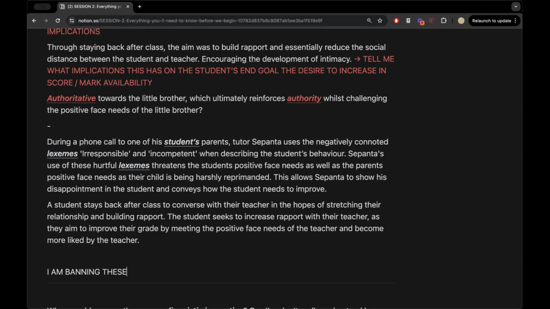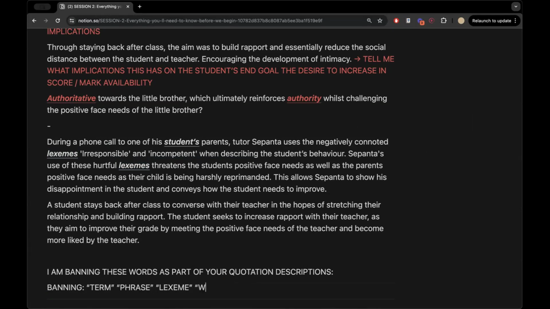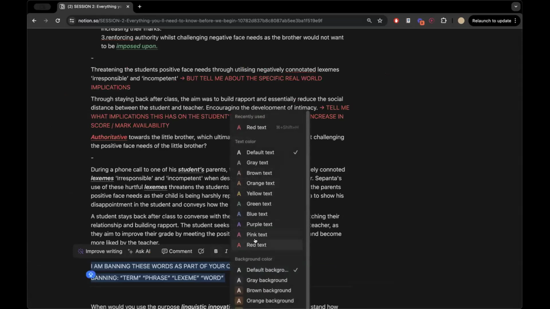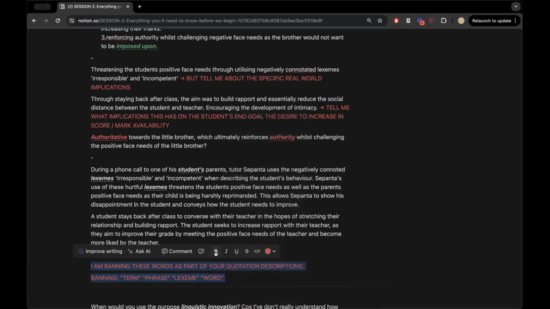I'm banning these words as part of your quotation descriptions. I'm banning term, phrase, lexeme, word. Guys, I'm banning these. You cannot use these. I'm banning them. It's a no go, not at all. They're not allowed. I'm not allowing you to write these. It's just not good enough.